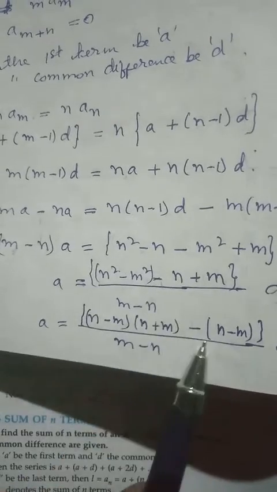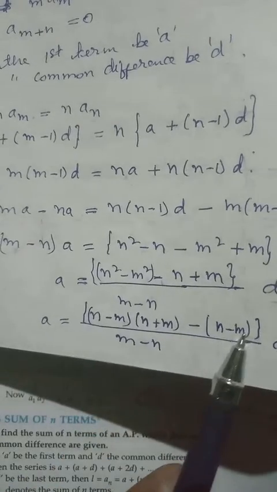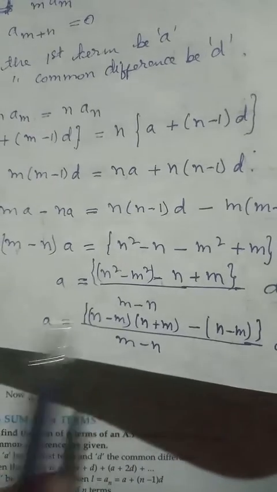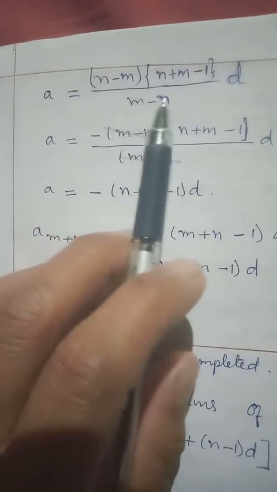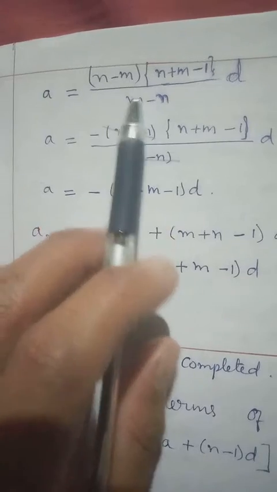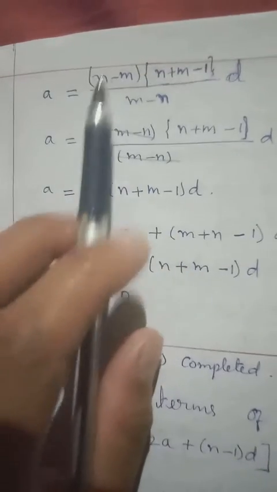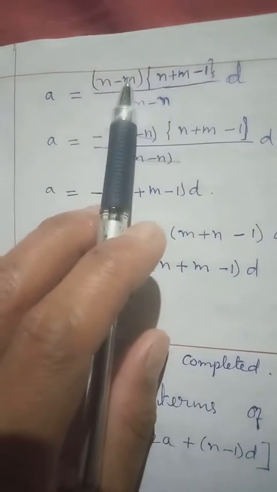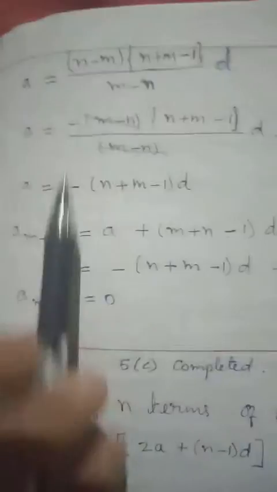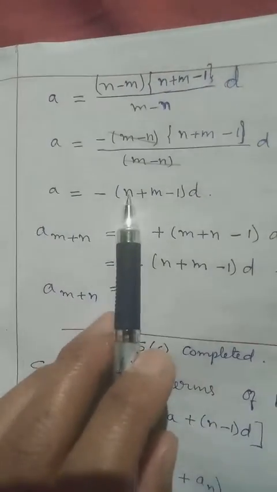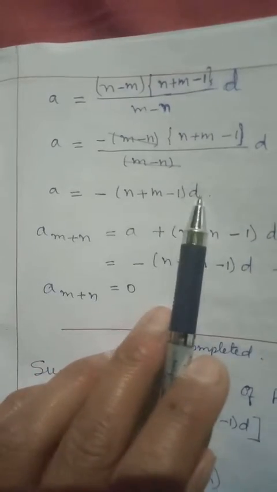Then we can take common minus, and we get n minus m, n minus m. We can take that common, so we are left with n plus m minus 1. Then here we have m minus n and n minus m, so that we can cancel. Take common minus from here, so m becomes plus and n becomes minus, so it can be cancelled. The value of a is minus (n plus m minus 1) d.